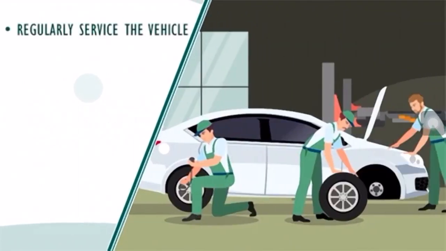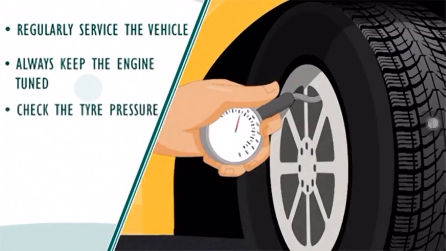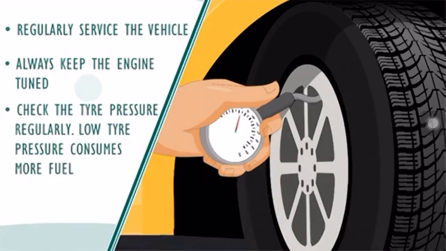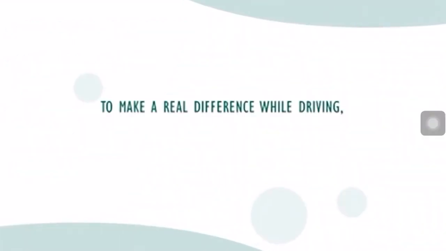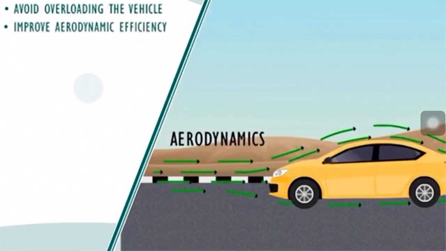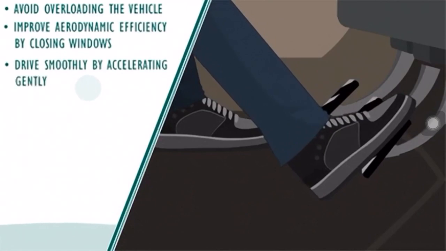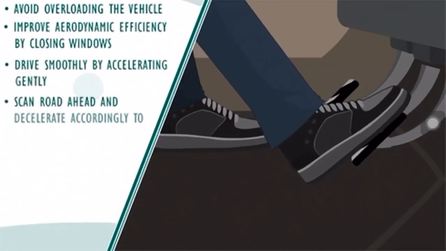Regularly service the vehicle. Always keep the engine tuned. Check the tire pressure regularly. Low tire pressure consumes more fuel. To make a real difference while driving, motorists should avoid overloading the vehicle, improve aerodynamic efficiency by closing the windows, drive smoothly by accelerating gently, scan road ahead and decelerate accordingly to avoid unnecessary braking.